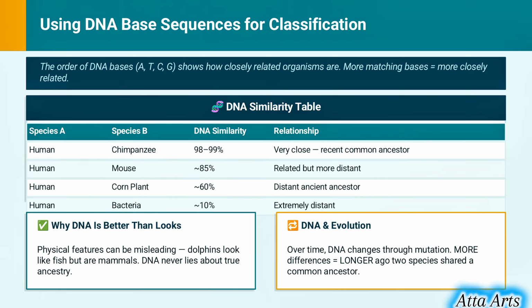And here is one more important idea: DNA changes over time through mutation. So, the more differences there are between two species' DNA, the longer ago they shared a common ancestor. This is how scientists can actually calculate evolutionary time.